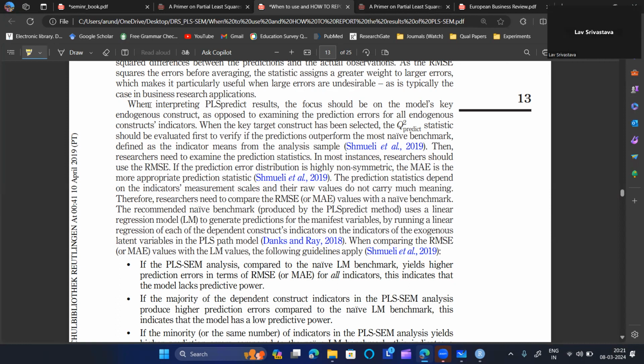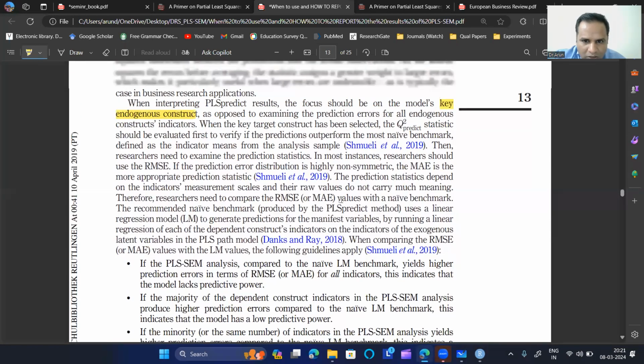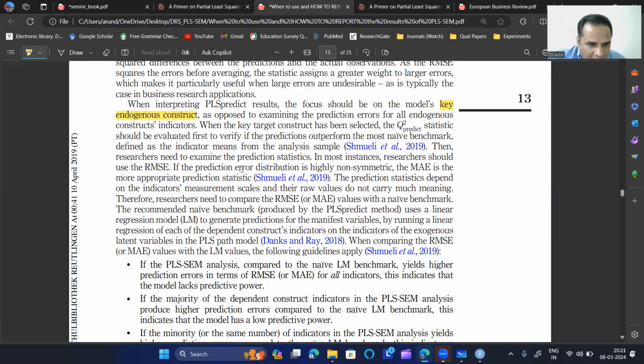Okay, so when interpreting PLS predict results, the focus should be on the model's key endogenous construct. Means focus on the target construct, not on the mediator variables. When the key target construct has been selected, this is talking about Q square and all this. They are saying in most instances, researchers should use the RMSE. In the majority of cases, you should use RMSE.